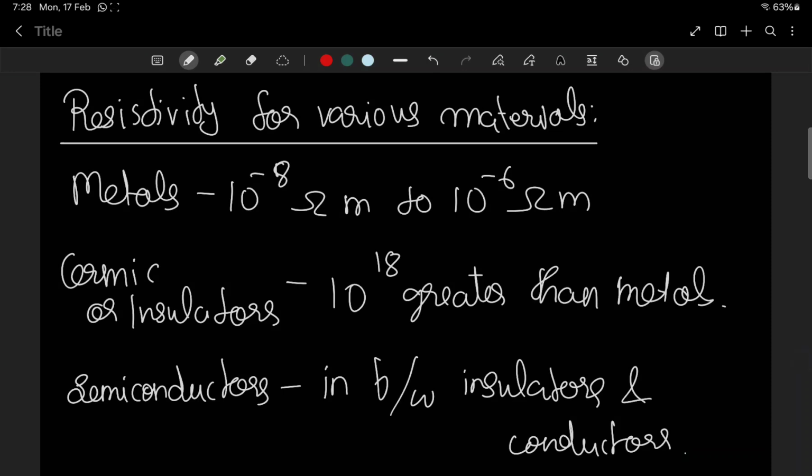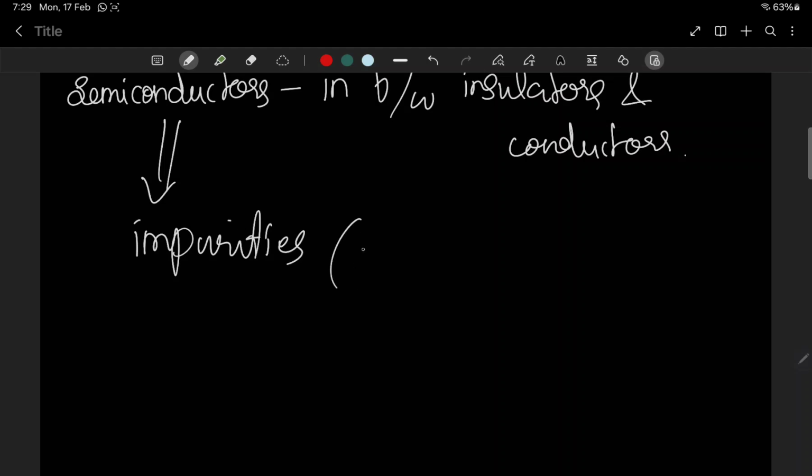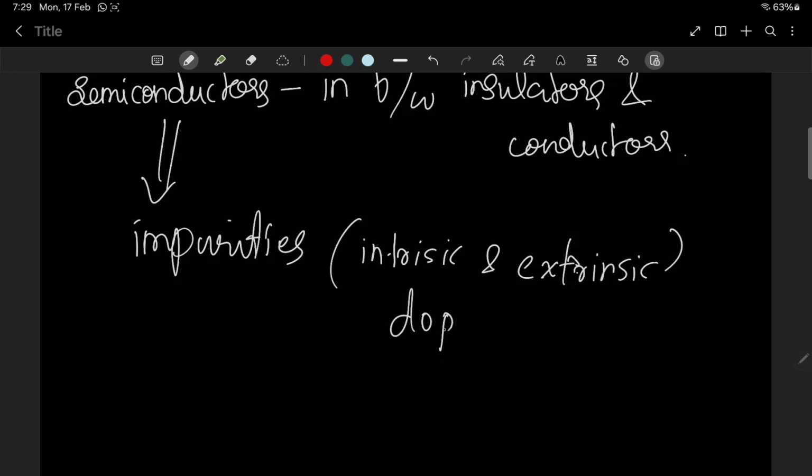The resistivity of a semiconductor can be decreased by adding a small amount of suitable impurities. This feature is exploited in the use of semiconductors for electronic devices. So if we add impurities to a semiconductor, its resistivity decreases. That is what intrinsic and extrinsic semiconductors are, which we will learn in the semiconductors chapter. Extrinsic, that is doped semiconductors, have comparatively lesser resistivity compared to normal semiconductors.